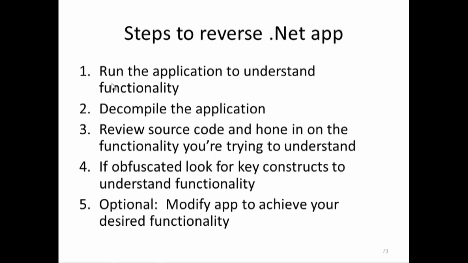Number 3, review the source code and hone in on the functionality you're trying to understand. Here's where you're going to start doing some of your searching. You're going to search for those key constructs that we've mentioned in the past. If obfuscated, look for those key constructs and understand that functionality. And then lastly, if we've already kind of reversed it and figured out what it's doing, how can we modify it to get functionality we want out of the application?